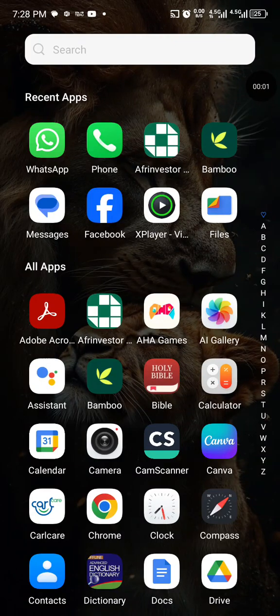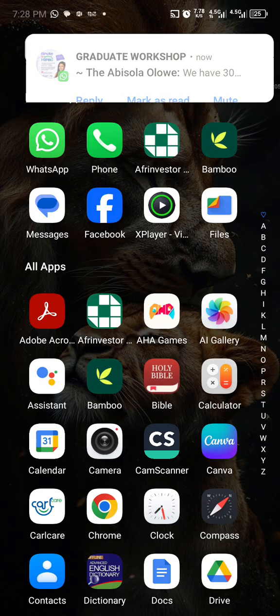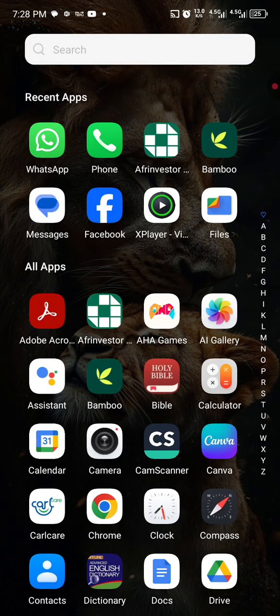Okay, welcome again. Today we are going to be looking at the second stock brokerage app, which we'll be using to buy and sell our shares. And this stock brokerage app we'll be looking at today is Bamboo.